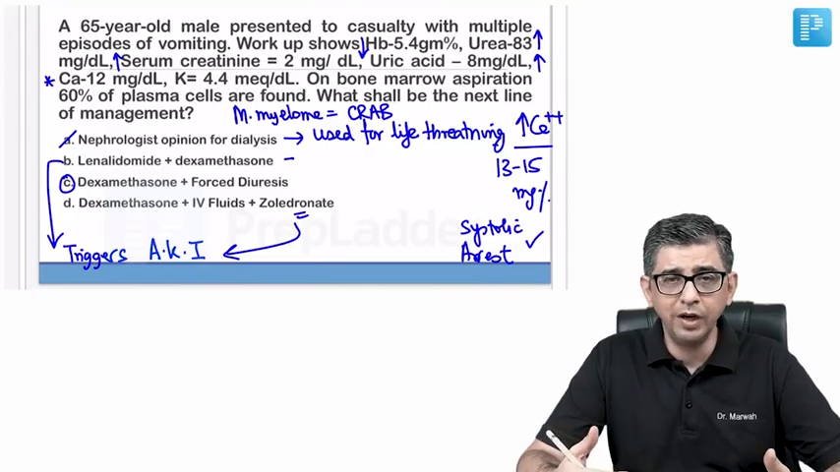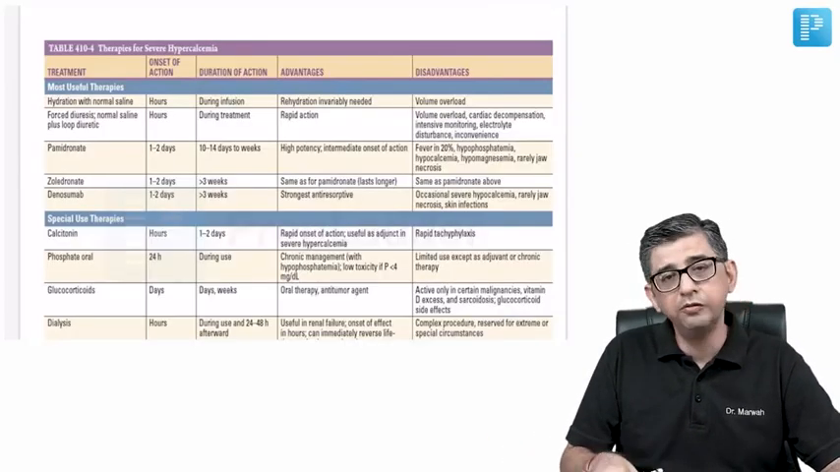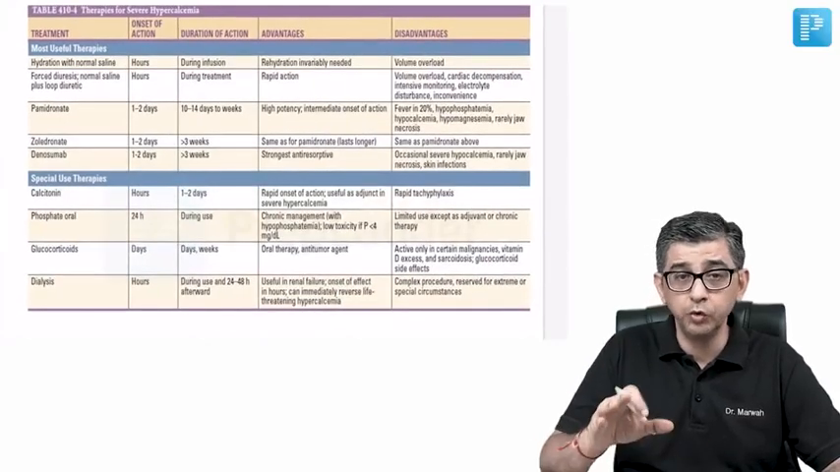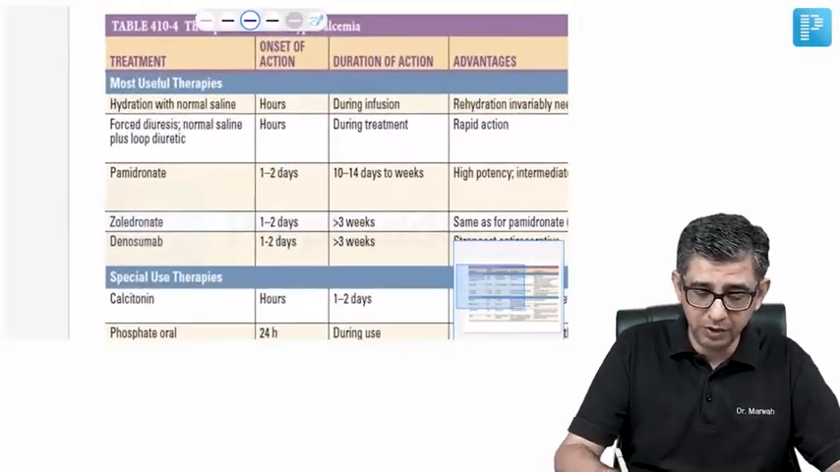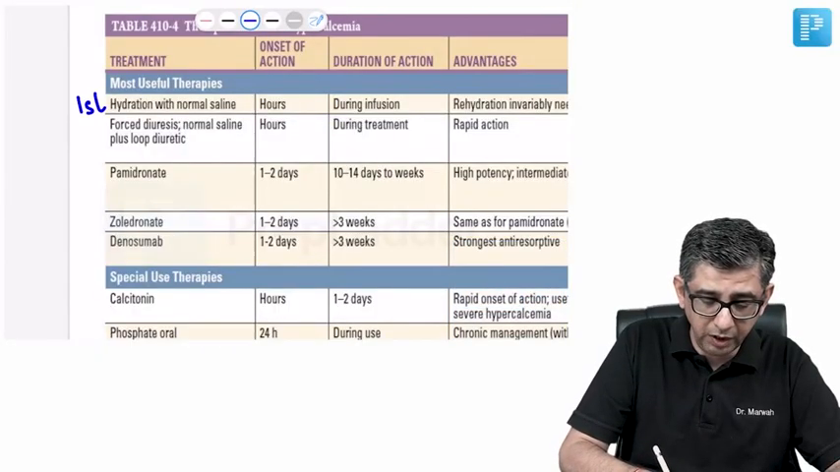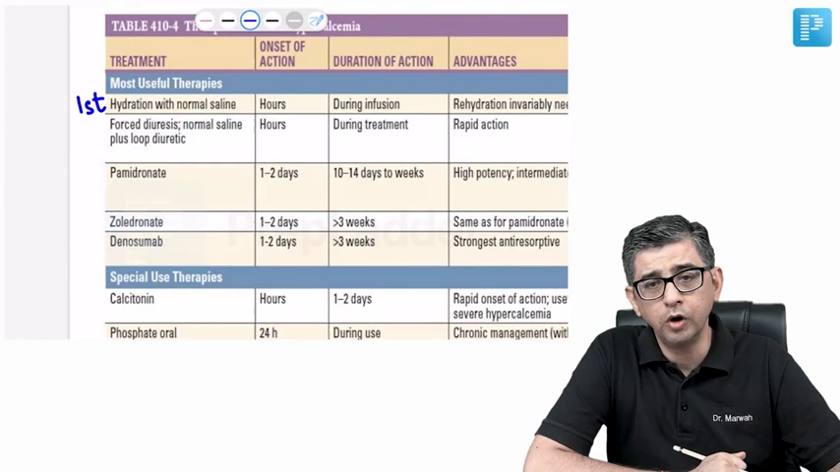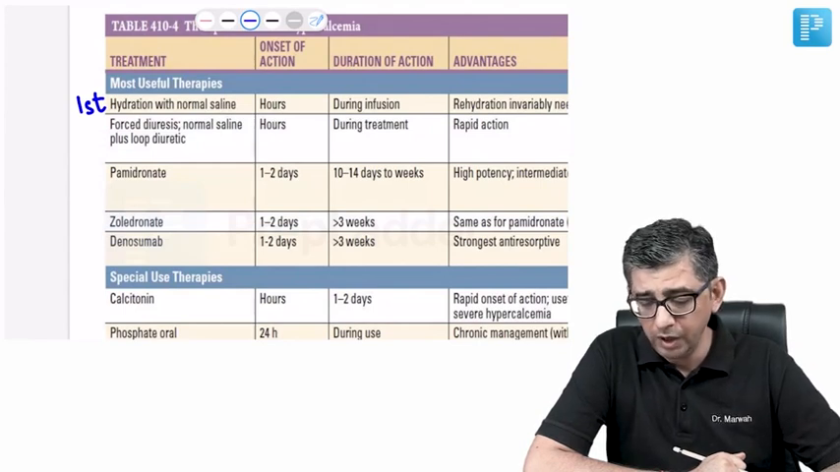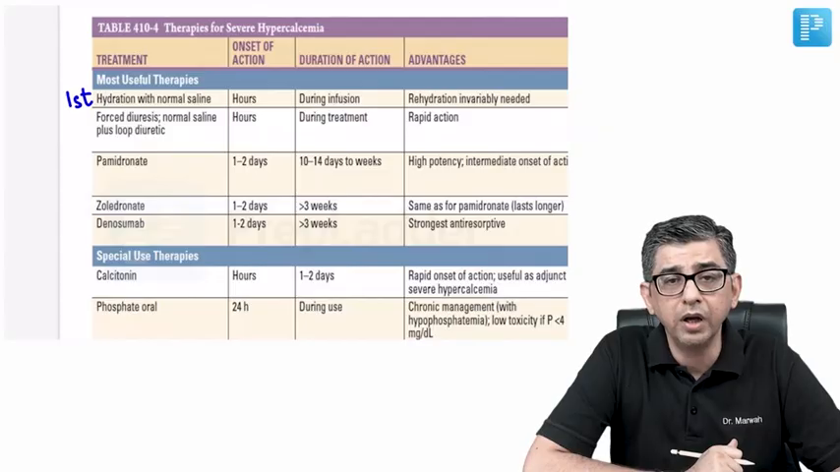Now at this point of time, I also want to show you a table from Harrison where the management of hypercalcemia is usually asked in the exam. If the question asks what is the first line management of the person and he's not having life-threatening hypercalcemia, then the first line management of the patient is hydration with normal saline. As you can see, it will help in decreasing the absolute value of calcium in the body.